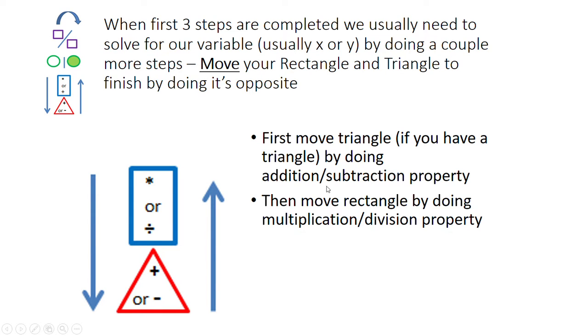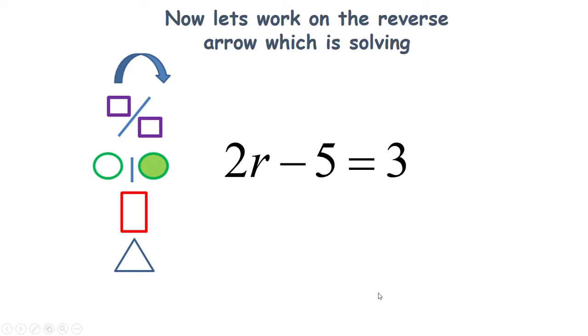But you're always going to change the sign of the triangle, because if inside the triangle is plus 3, then we're going to do minus 3 to get rid of it. Or if inside the triangle is minus 5, we're going to do plus 5 to get rid of it. All right, let's look at our examples.